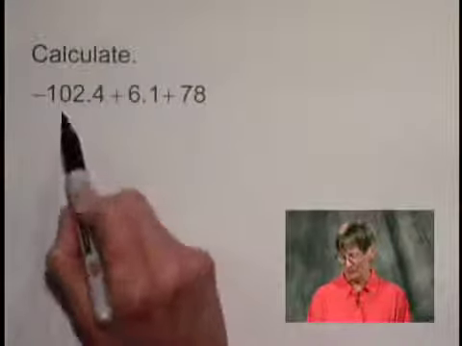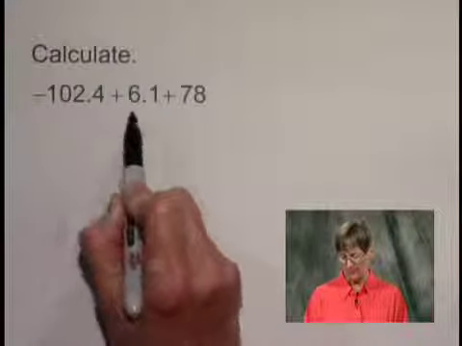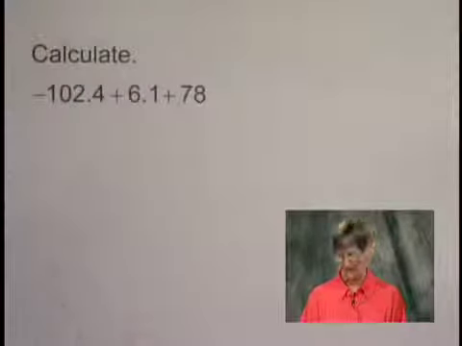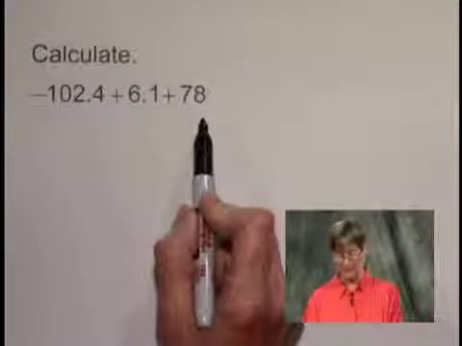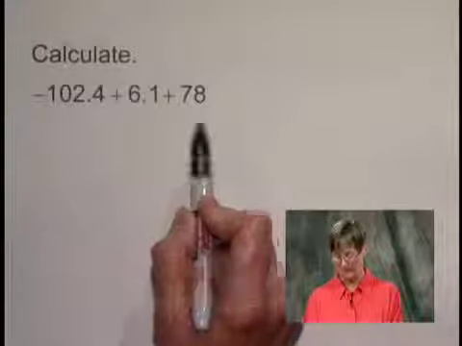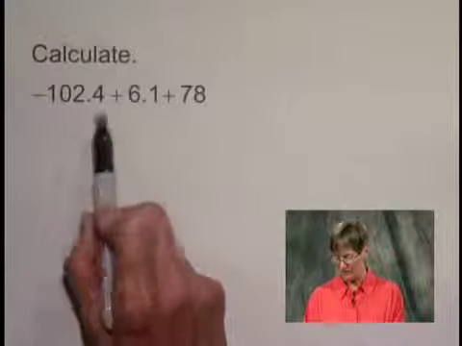We're going to do a calculation using decimal notation. We're going to find negative 102.4 plus 6.1 plus 78. And I'm just going to do these additions in order from left to right, as the rules for order of operations tell us to do. So first I'm going to add the first two numbers.